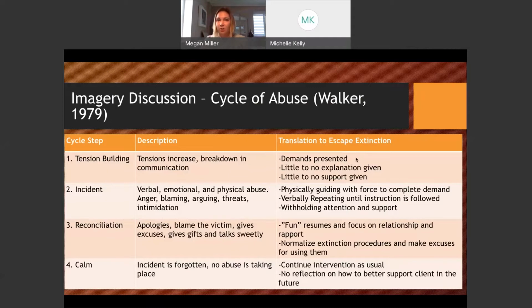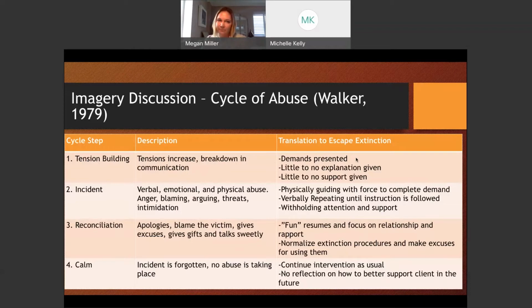I know in my own training, when I first started in the field, this is exactly what we would do. We never sat down with the child and said, hey, we're gonna do a few things and then we'll play. There were no explanations given. And then once the child resisted, there was never an explanation like, oh, this might be hard for you. It was the opposite. We were told to not say anything at all and just continue to present the demand over and over and over. And that, again, very much mirrors the tension building that we would see in a cycle of abuse.